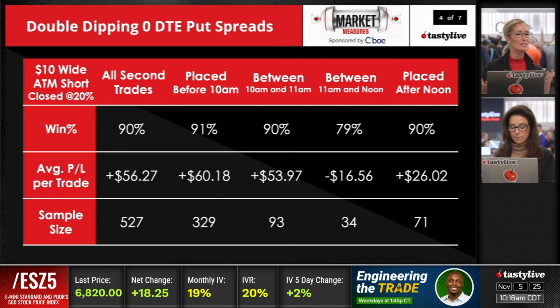But there's only a 34 sample size, which isn't a lot. Right, so you've got the much higher sample size early on. I like these trades earlier. Our studies have shown 9 o'clock is the sweet spot for putting on the initial trade.